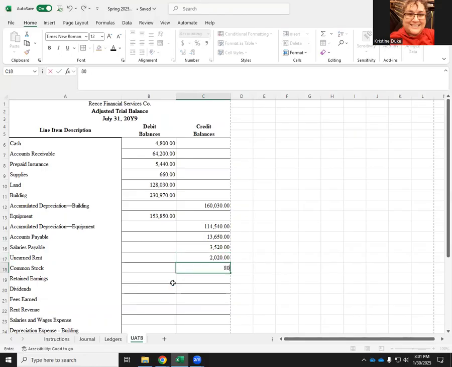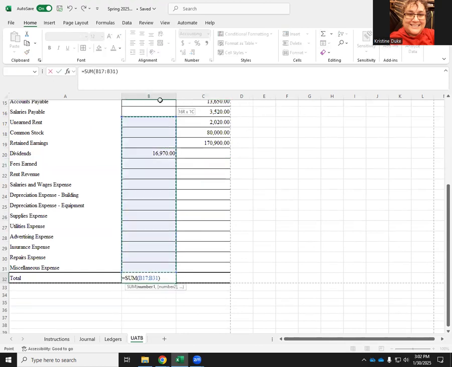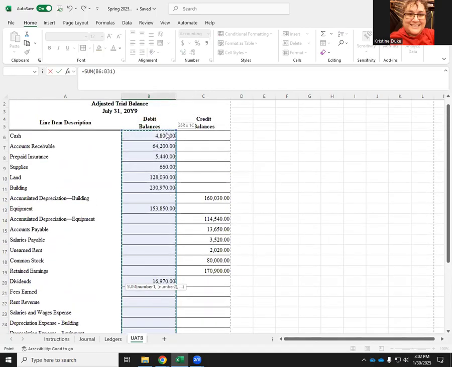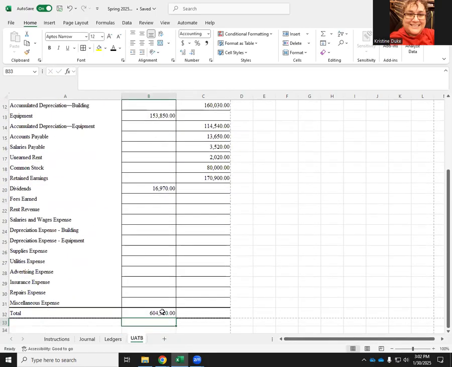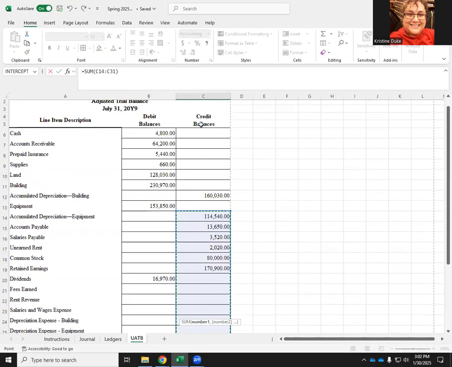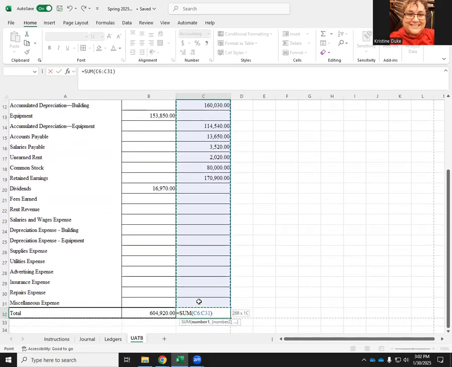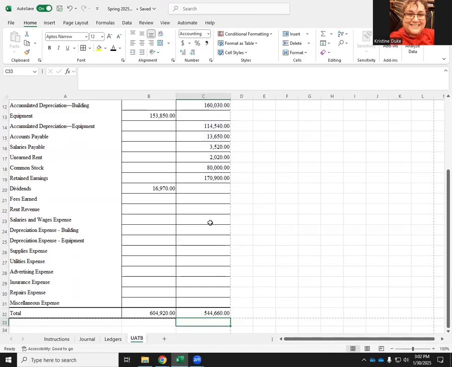Common stock did not change. That's 80,000. My retained earnings did not change. My dividends did not change. My fees earned changed. Okay, I'm going to do something right now because I'm going to watch this and make sure it's doing what I want it to do and that I didn't make a mistake. Always double check yourselves. And we're not going to see if I made a mistake until the very end, but still.